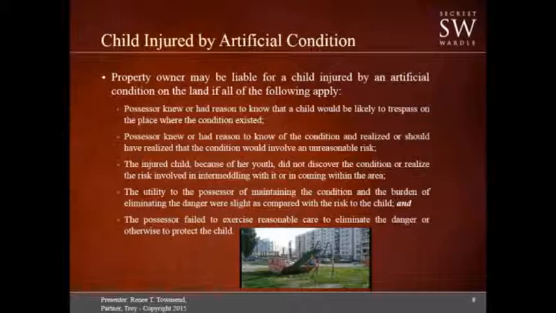And then finally, that the possessor failed to exercise reasonable care to eliminate the danger or otherwise protect the child. To apply that to this situation, if you put up a fence or some kind of apparatus to block those steps off or something, you're at least showing the court that you've done something that was reasonable to eliminate the danger to protect the child.